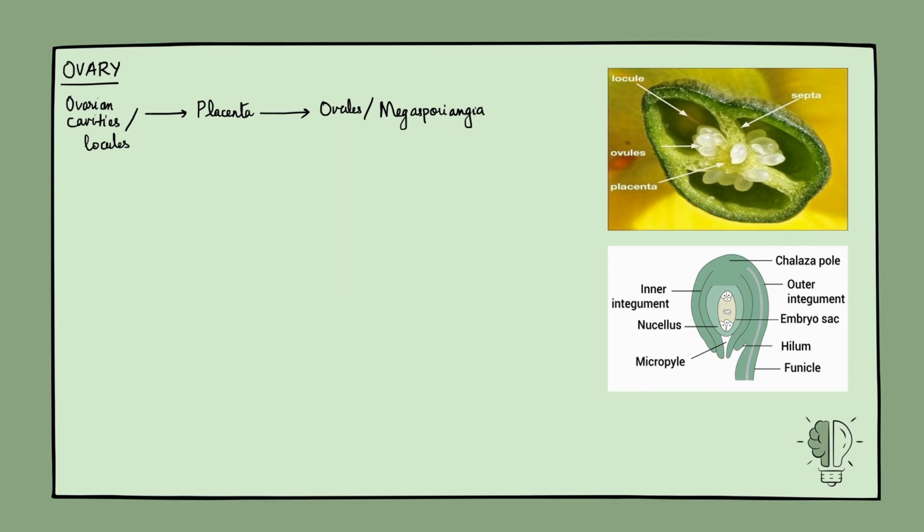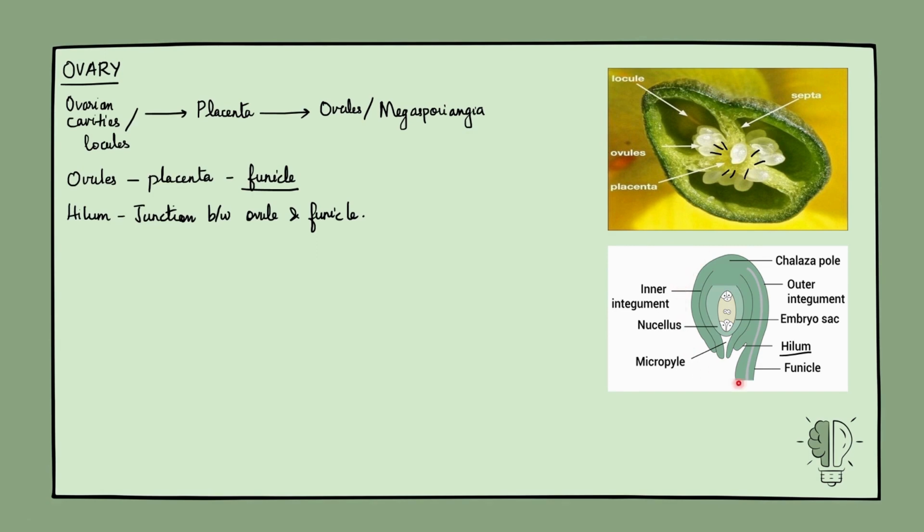Now, these ovules are attached to the placenta with the help of some stalks which are called funicle. So, ovules are attached to the placenta with the help of a stalk that is called funicle. Now, the junction between the funicle and the ovule is called hilum. Hilum is the junction between the ovule and funicle. Alright.